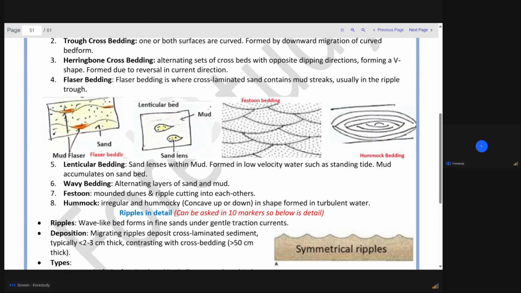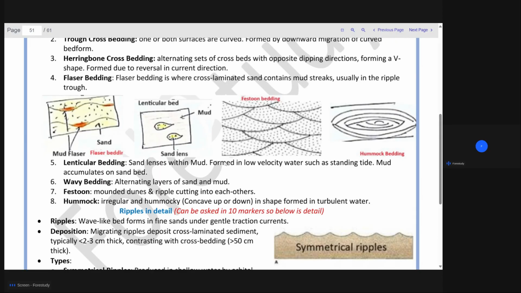Then we have festoon bedding. It will look like this. Mounded dunes and ripples cutting into each other look like this. Then we have hummocks, irregular and hummocky, concave up or down in shape, formed in turbulent water. These are hummocky beddings. Very rare to find, but yeah.